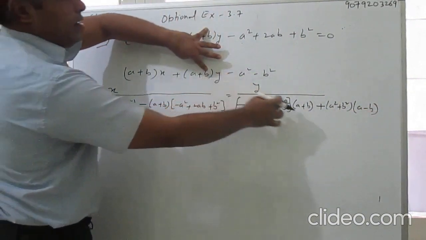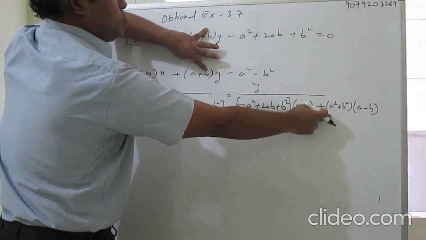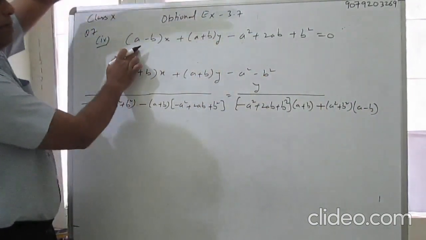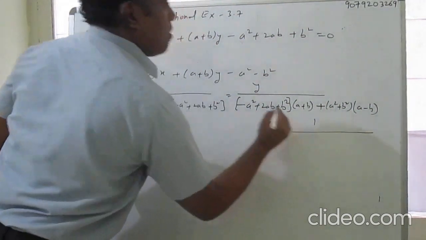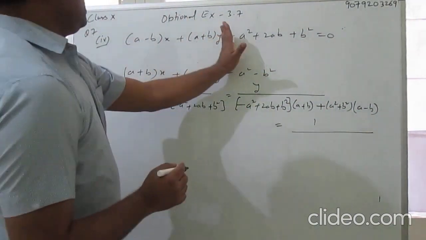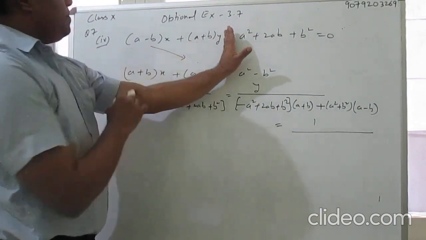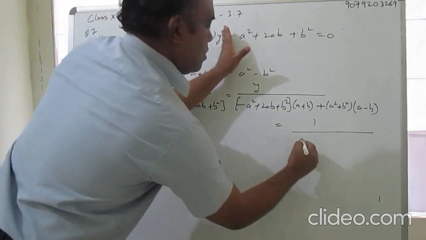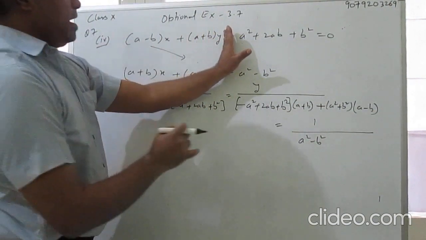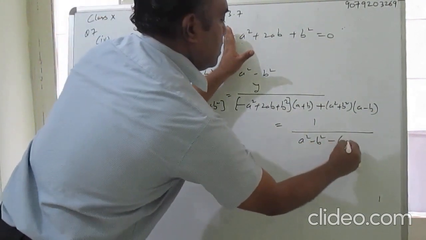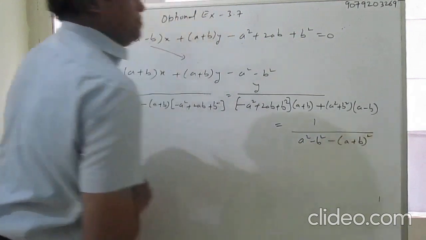Take out minus common and the formula: minus plus a square plus b square and multiplied by a minus b. Now constant 1 upon, hide this. Now multiply this: a minus b, a plus b, it is a square minus b square, a plus b, a minus b, and minus a plus b whole square.